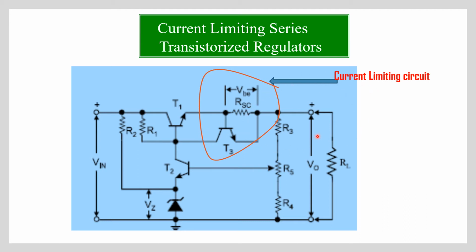a transistorized series regulator. So here in this circuit, the resistor RSC is a current sensing resistor used with the transistor T3 to limit the load current to the required amount. Clear? So this is a current limiting circuit. Students, the question may come, explain the current limiting series transistor regulator. So you have to explain this circuit, not the transistor series regulator circuit.